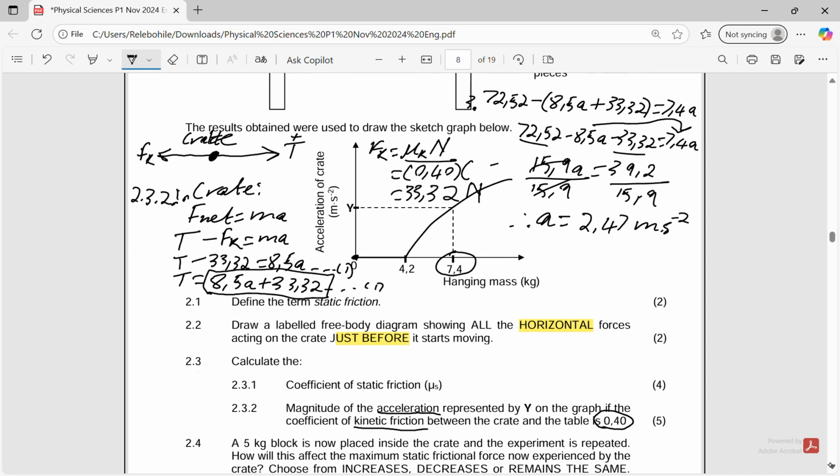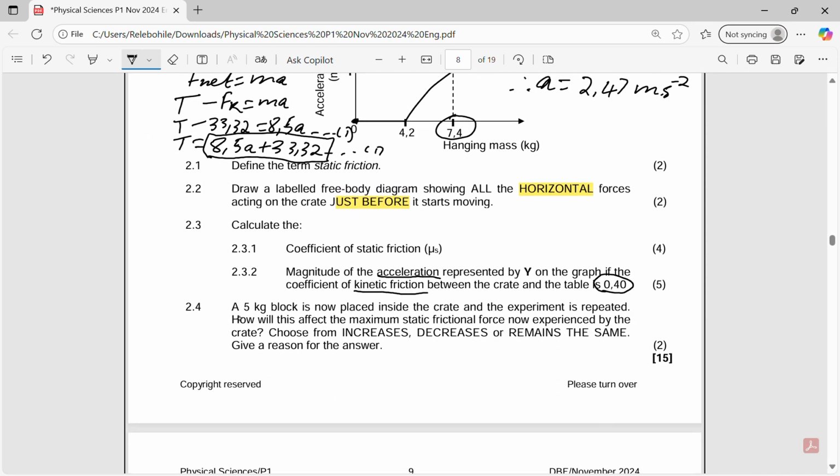Okay, now let's look at the last question. The last question says a 5 kg block is now placed inside the crate and the experiment is repeated. How will this affect the maximum static frictional force now experienced by the crate? Choose from increases, decreases, or remains the same. Give a reason for the answer.